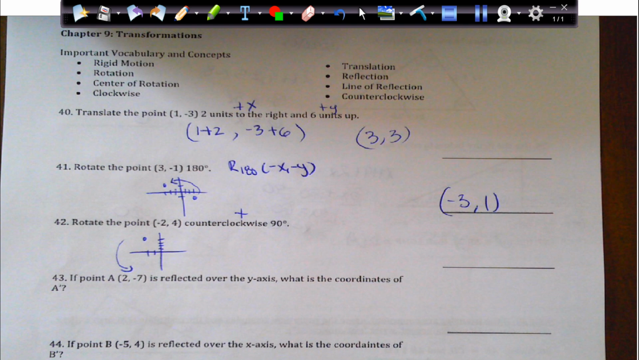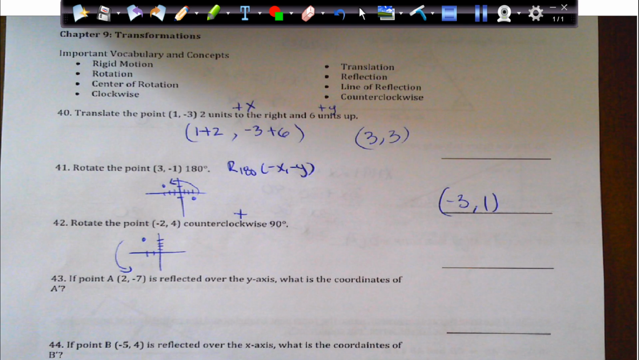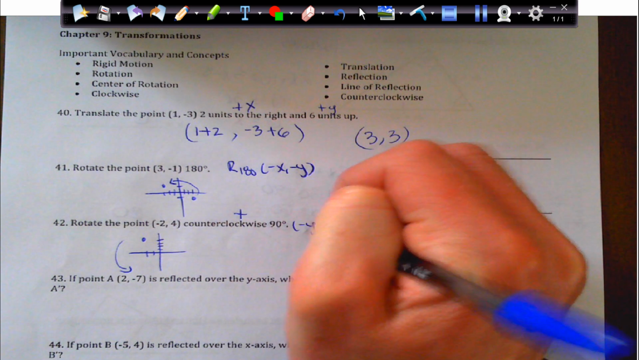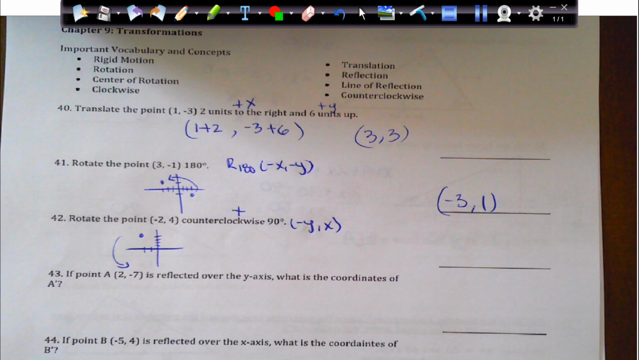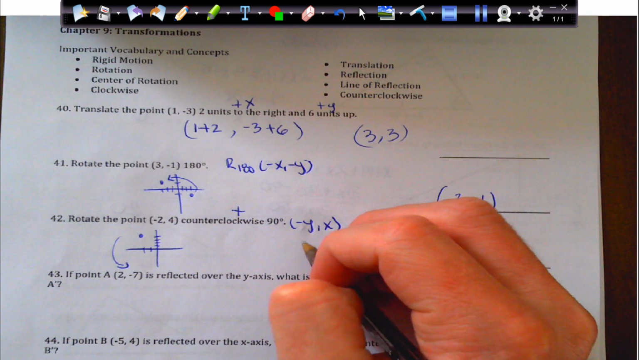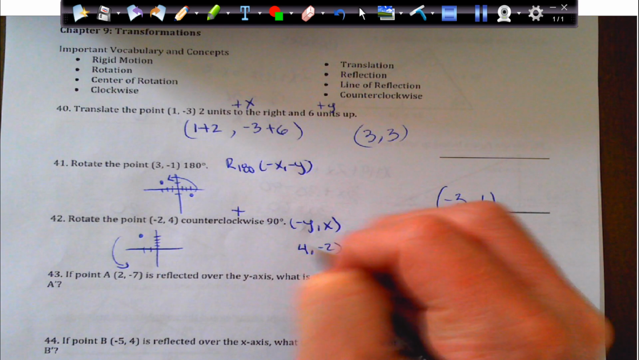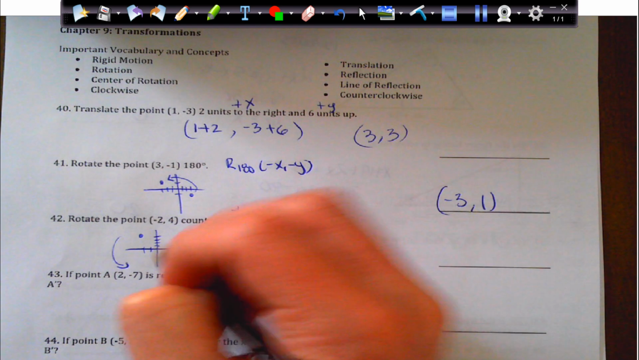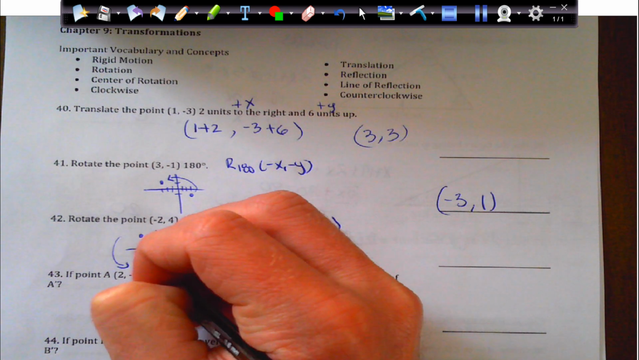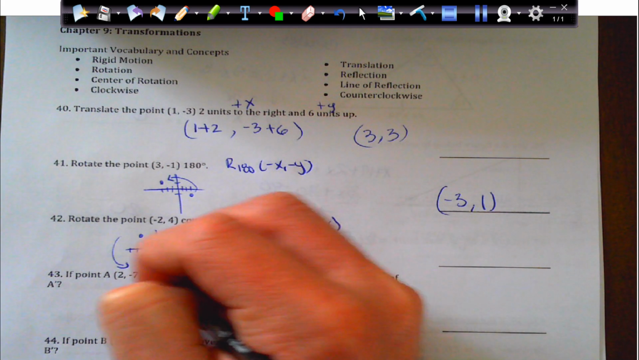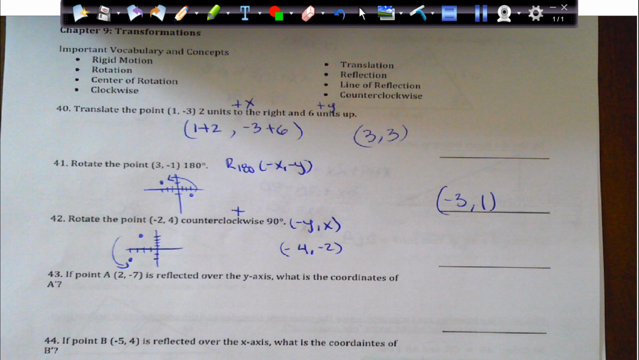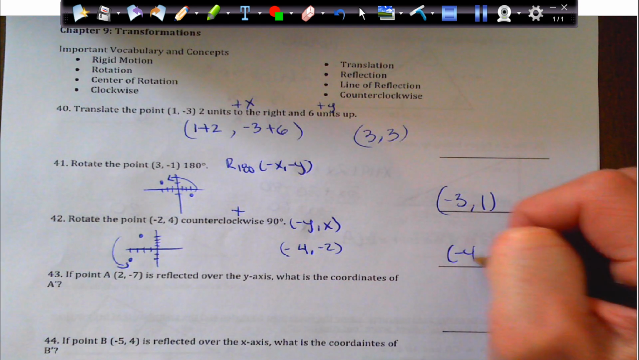So for me, let's see, counterclockwise, I think, is negative y, comma x. Let's see if that works. So you're going to flip the location of them. I'm going to flip their location, first of all, and then I change the sign on the front one. So let's see if that works. Negative 1, 2, 3, 4, and then negative 1, 2. Hey, I'm in the right quadrant, so that looks good enough to me.